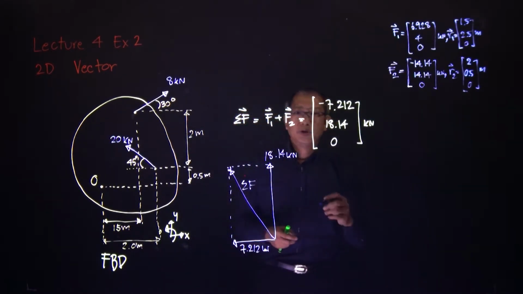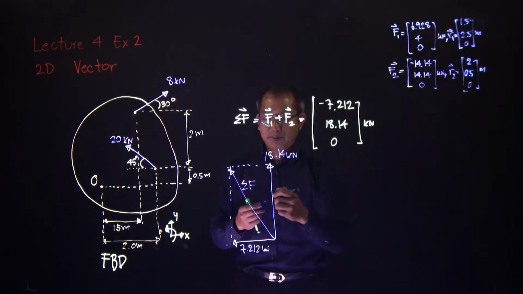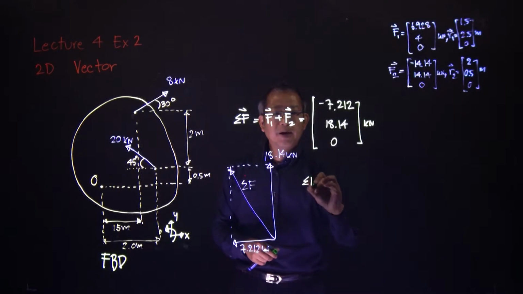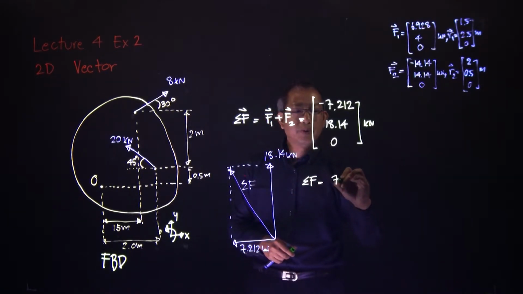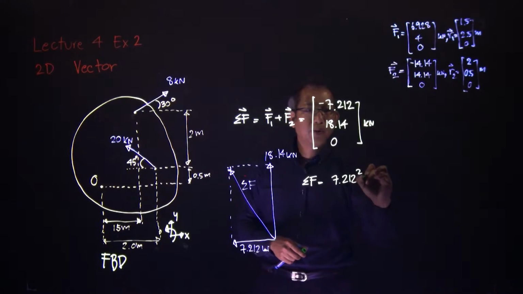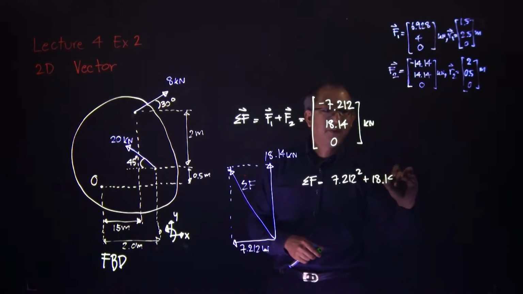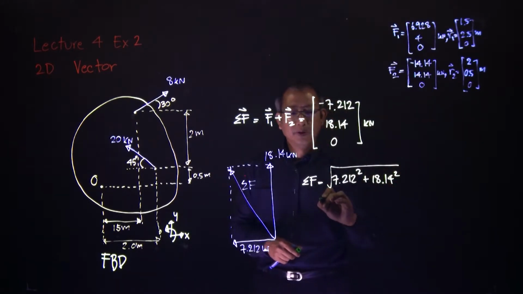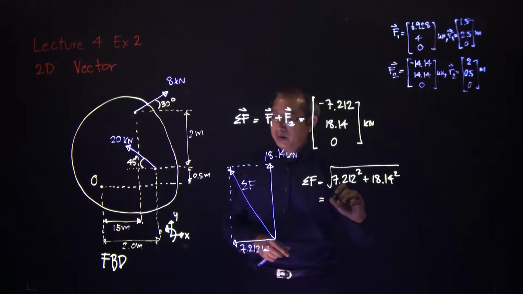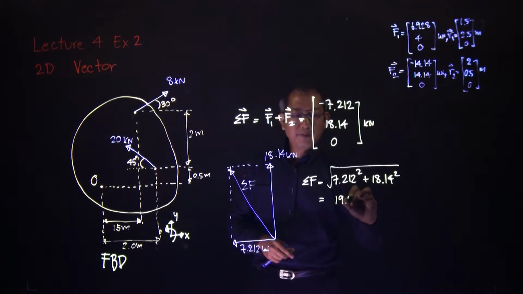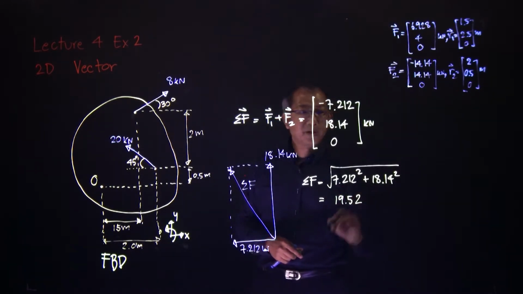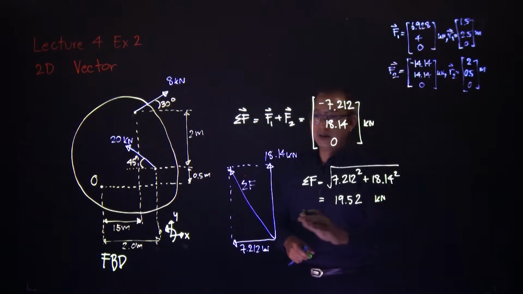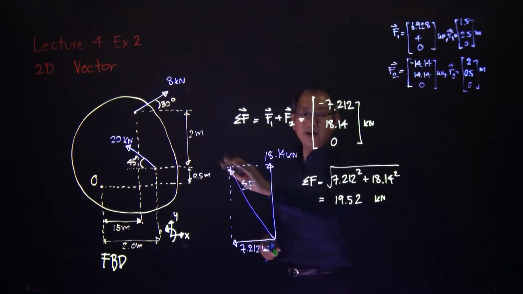Now, using Pythagoras, we get the magnitude of sigma F is equal to the square root of 7.212 squared plus 18.14 squared, which is equal to 19.52. Positive, of course, in kilonewtons. The direction is up and left.